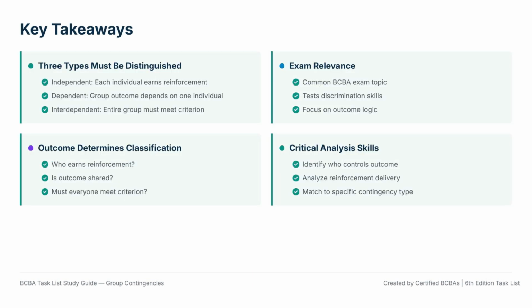To summarize, there are 3 types of group contingencies: independent, dependent, and interdependent. Independent contingencies reward individuals separately. Dependent ones hinge on a single member's performance, while interdependent require the entire group to meet a criterion. Exam questions often test your ability to discern these distinctions, focusing on who earns reinforcement and the shared nature of outcomes. So you must be able to analyze scenarios and apply contingency logic accurately.